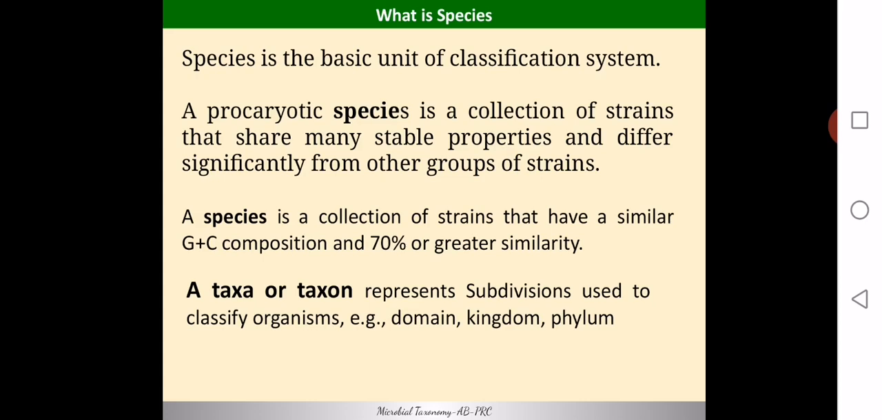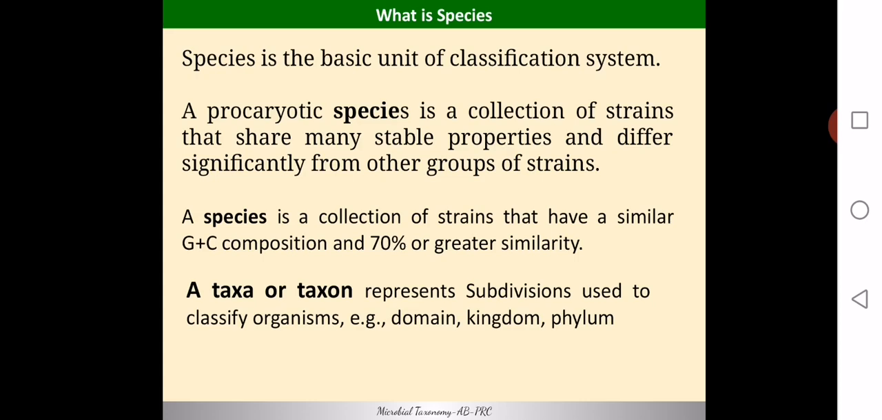In a prokaryotic system, the definition of species is slightly different. In the case of higher-level organisms, we know that a species is a group of organisms having similarity, and they are also interbreeding, right? They are sexually reproducing and interbreeding. But in prokaryotes, there is no such sexual reproduction, and hence a prokaryotic species is defined as a collection of strains that share stable properties and differ significantly from other groups of strains, right? So a species is a collection of strains with similar properties.